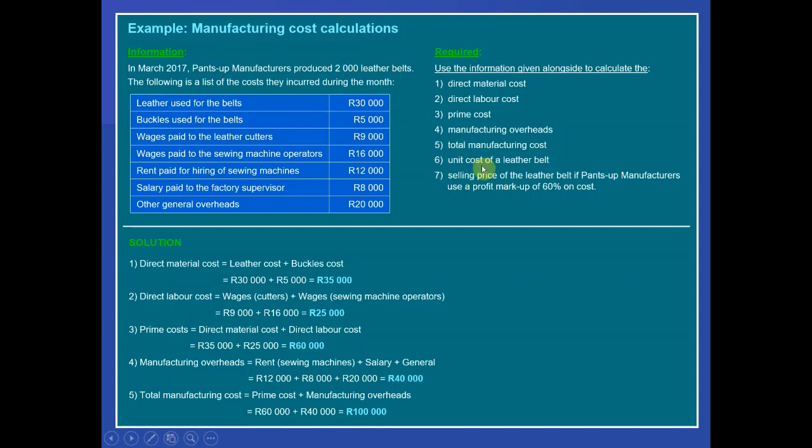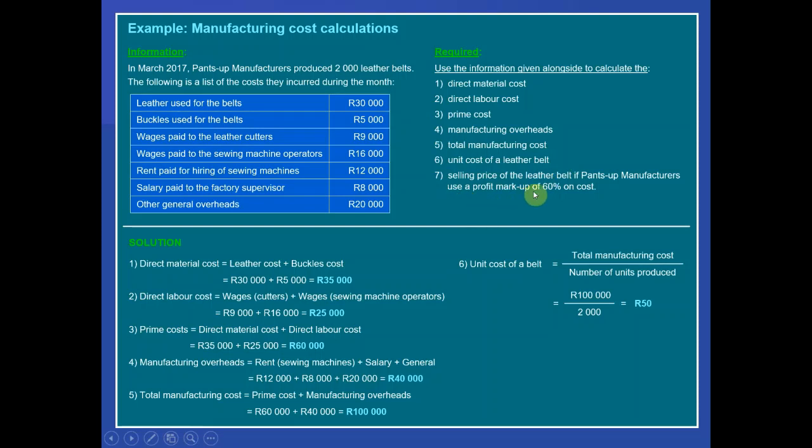Now we need to calculate the unit cost of a leather belt. So unit, we think of 1. So how much does it cost for one leather belt? It's simply the total manufacturing cost as calculated in 5 divided by the number of belts. And we produced 2,000, so it's the 100,000 divided by the 2,000, which will give us 50 rand. So it costs us 50 rand to produce one leather belt.